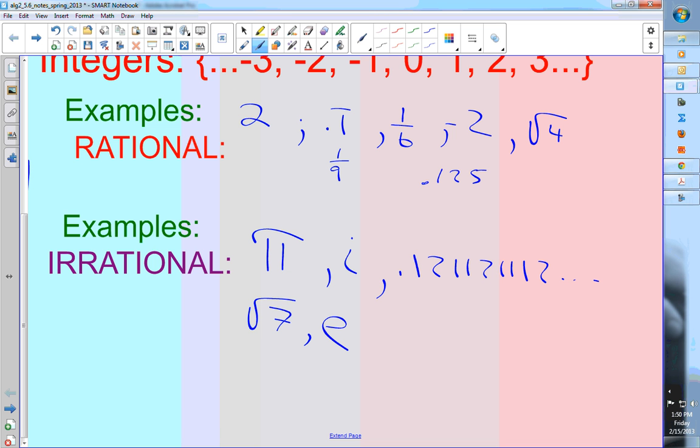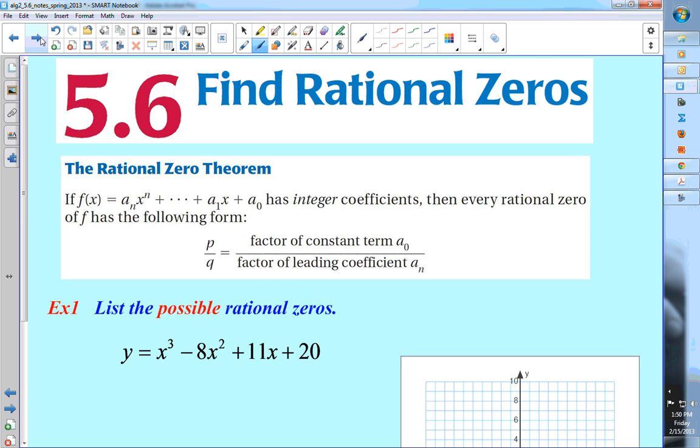We are only going to be concerned with these numbers right now, and in this process that we're doing today. Okay? This is the rational zero theorem. It is not the zero theorem. It is not the any number theorem. It's not the whatever you want for zero theorem. It's only the rational zero theorem.